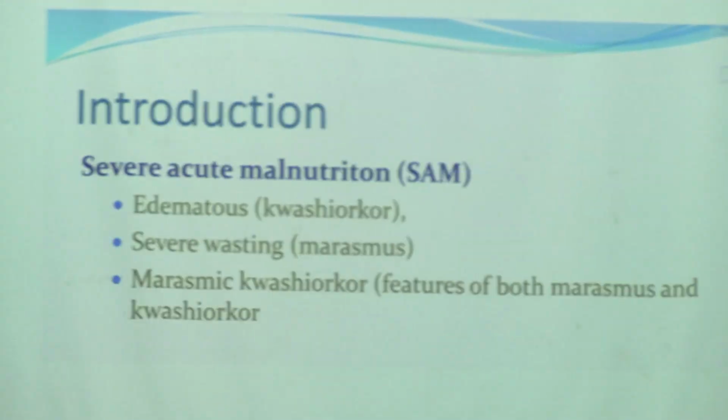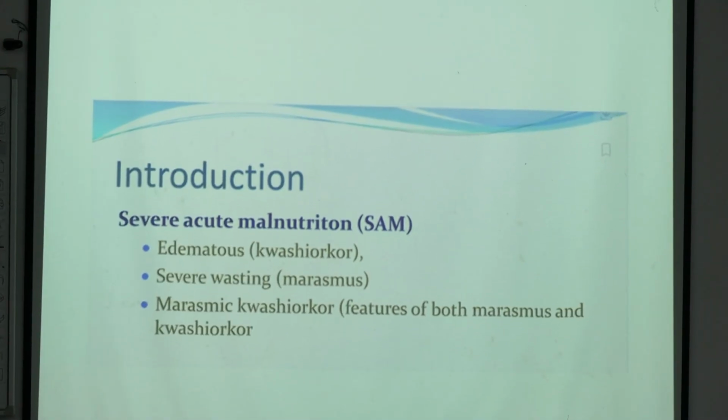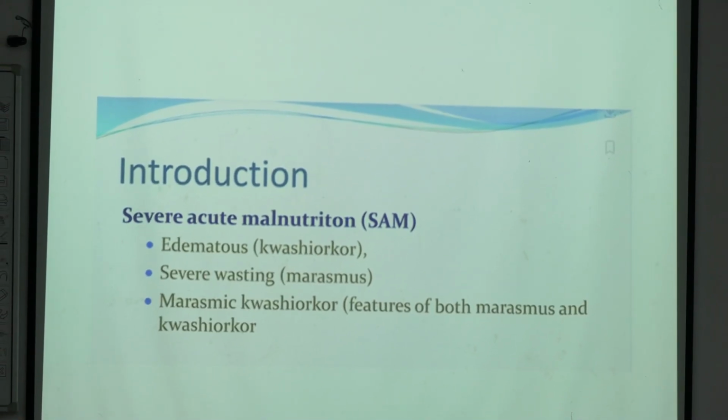So you have severe acute malnutrition, also called SAM. Here you have edematous, which is Kwashiorkor. During our time also, we used to get confused between Kwashiorkor and Marasmus. Remember, Kwashiorkor has the letter O, O for edema. Marasmus has no edema. That's the main difference. Severe wasting is there in Marasmus. And marasmic Kwashiorkor has features of both. But this is just for academic purposes because the question may come, but you will very rarely get to see a case of Marasmus or Kwashiorkor in India now.